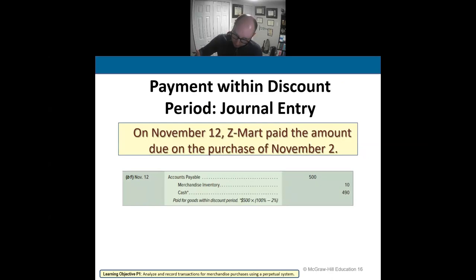So I debit accounts payable to reduce the whole bill amount, 500. I credit my cash 490, because I'm only paying $490 in cash. I'm not giving them the whole $500, because otherwise there wouldn't be a discount, right? Because I got the 2% discount, I only give $490 in cash to the vendor. That 2%, which is $10, I need to reduce the value of my inventory by, because I got a discount on that inventory. Make sense?